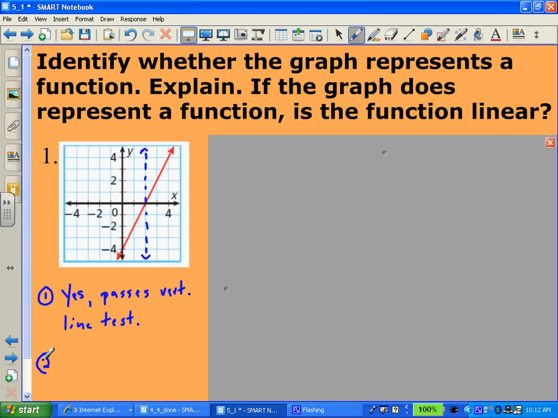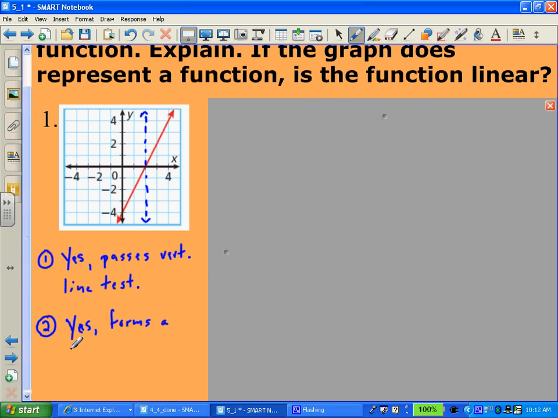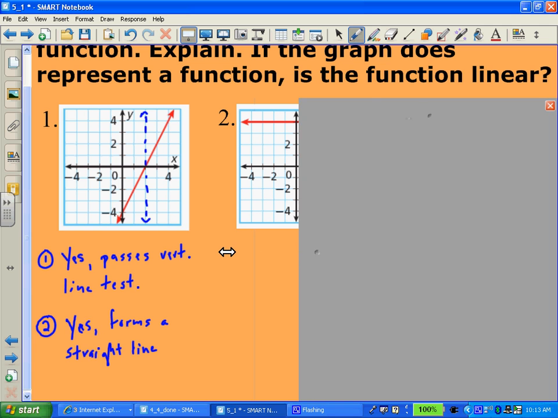Okay, then the second question, is it linear? Well, does it form a straight line? And hopefully you can see that it does. Alright, so therefore yes. That says yes over here. Forms a straight line. So on your homework, you would draw the graph. That would be the original problem. And then you would answer the two questions just like I did here. So this would be essentially what your work would look like.